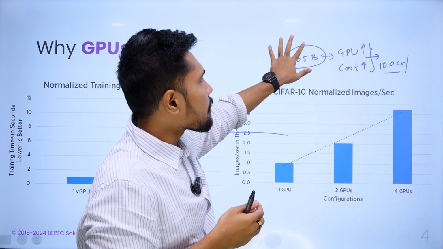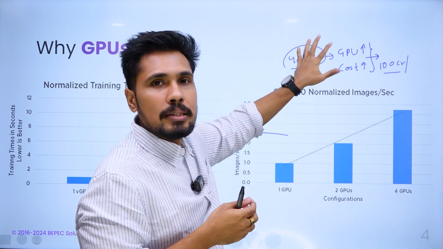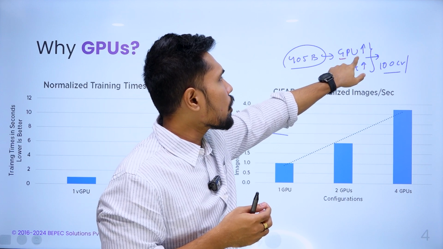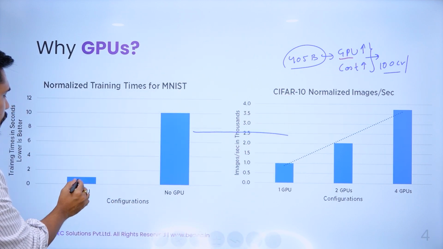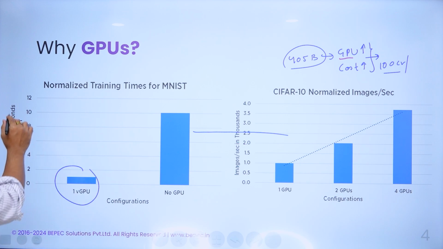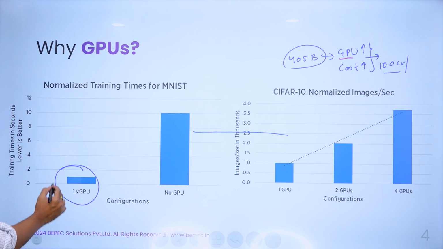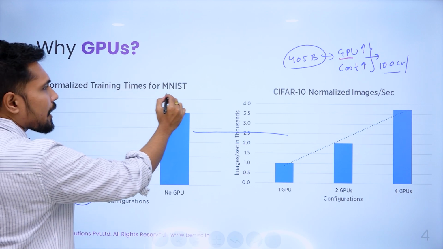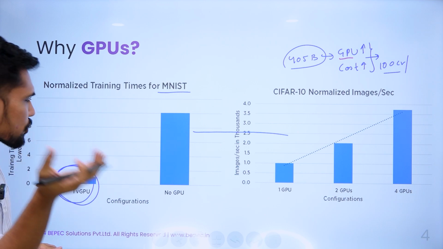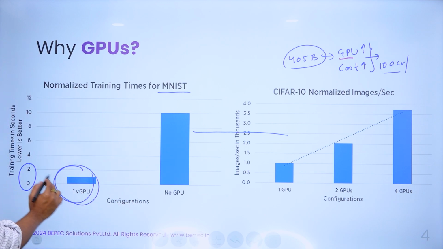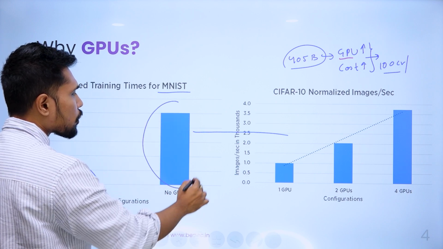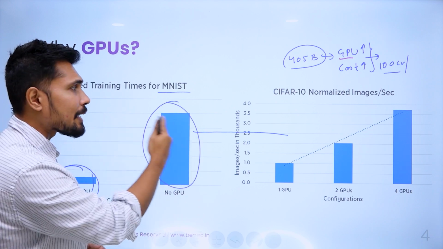Now, if I want my models to get the task done in less time, I need to have GPUs. That's what you are able to see here. When you take one GPU, look at the training time in seconds. When you have one GPU to train on MNIST data, which is image data, you have a lesser time. Without a GPU, you consume a lot of time to complete the same task.